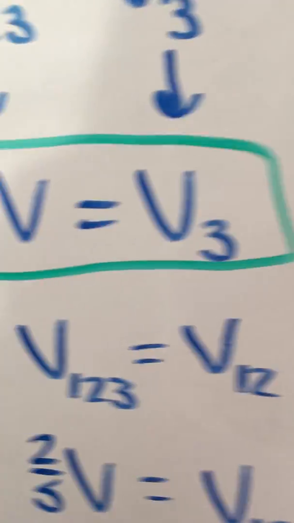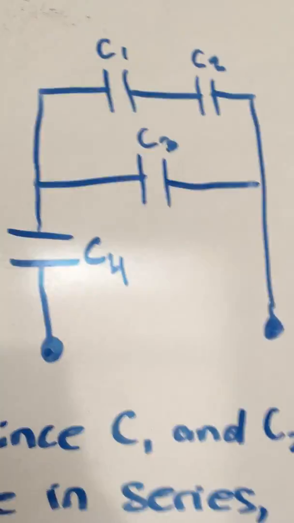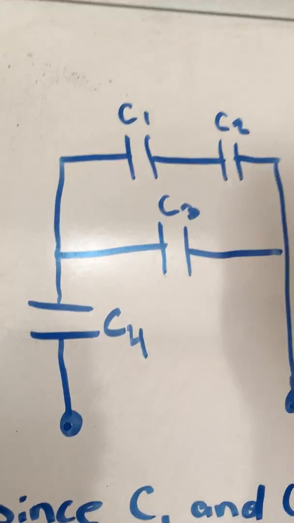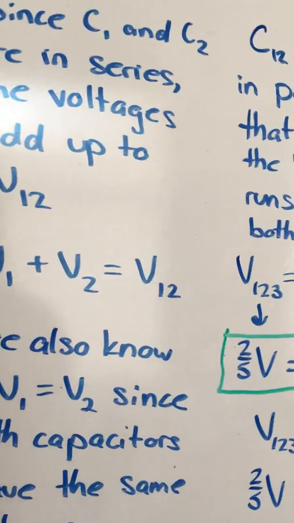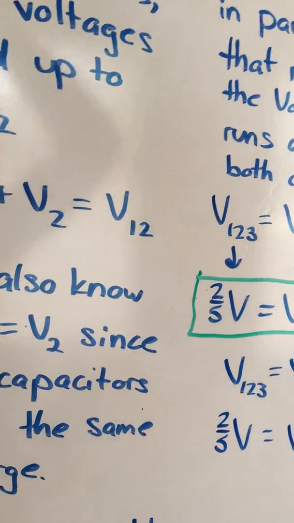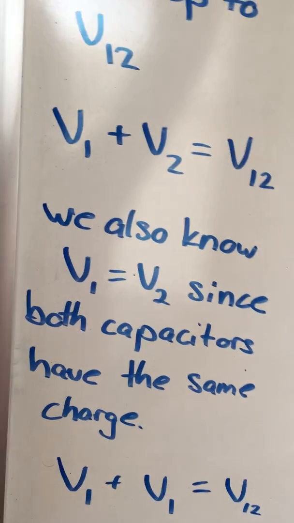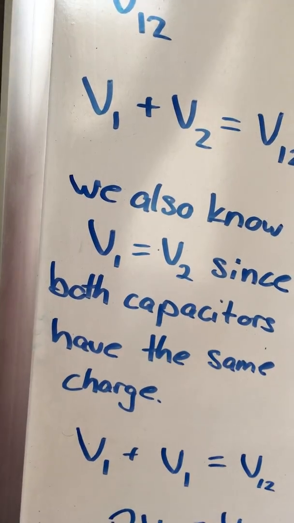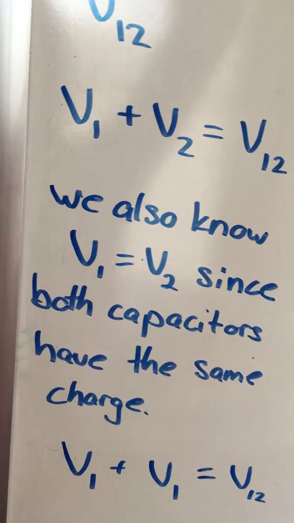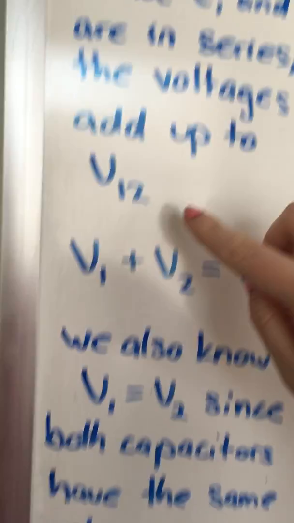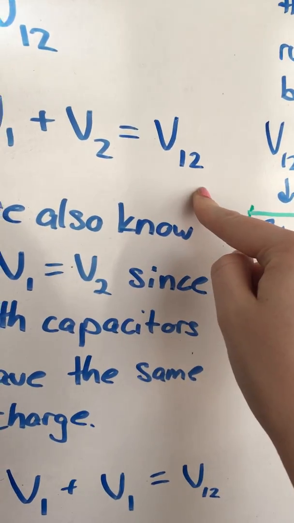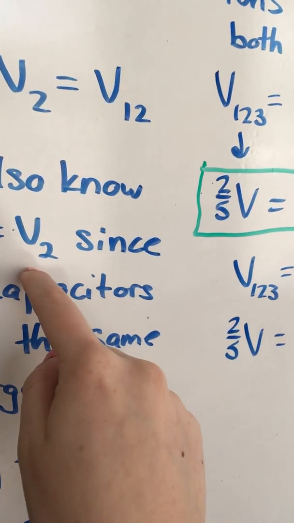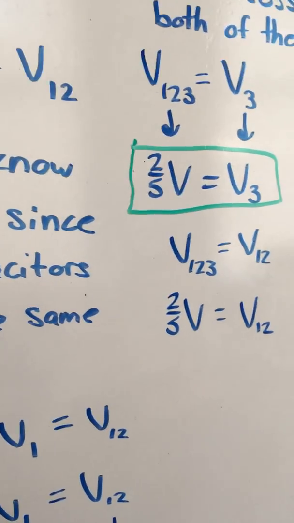There we go. Okay, and then the last step, coming up here, again, we split up C12 into these two capacitors that are in series with each other. So again, since they're in series, the charges across each of them would be the same. But in this case, since these are both in series with each other, the voltages have to add up to the voltage for V12. So we can say V1 plus V2 equals V12, and we also know that V1 is equal to V2 since both capacitors have the same charge.